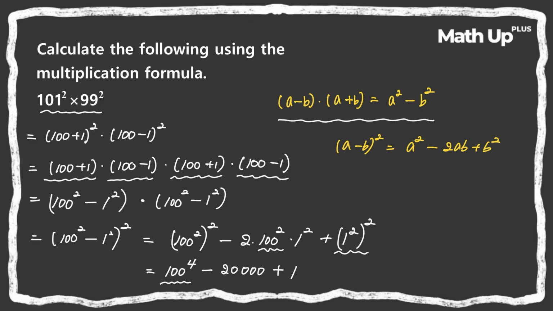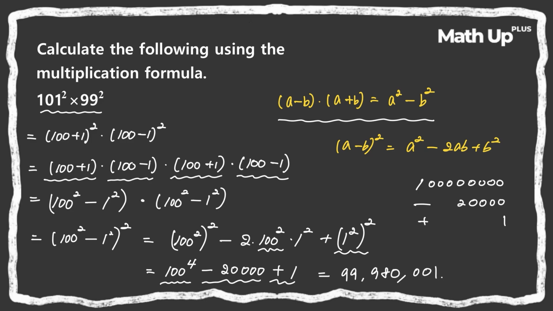So this number right here, that's 1 with 8 zeros, minus 20,000, plus 1, right? So that is equal to 99,980,001, right?